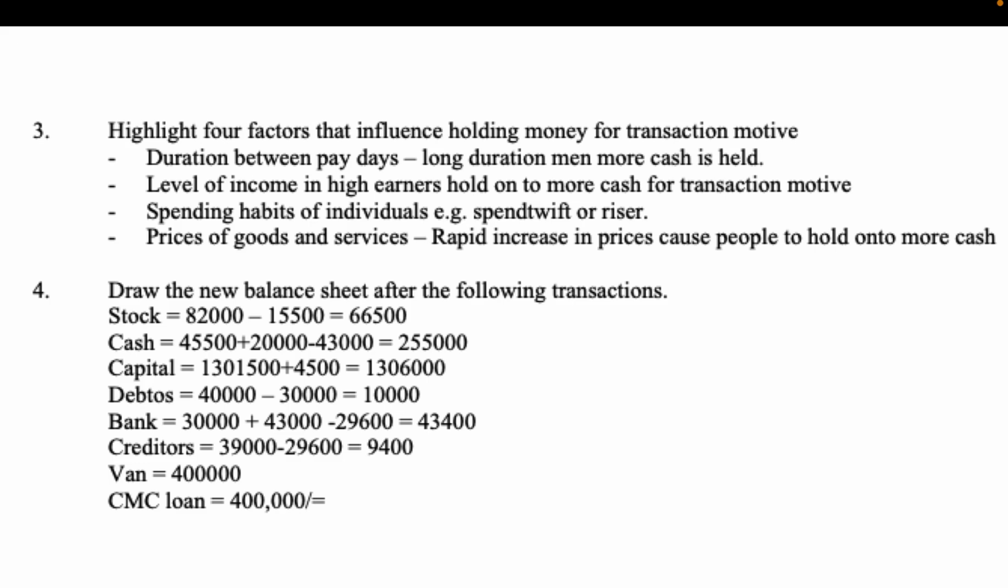Draw the new balance sheet after the following transactions. Stock equals 82,000 minus 15,500 equals 66,500. Cash equals 45,500 plus 20,000, plus 43,000 equals 200.